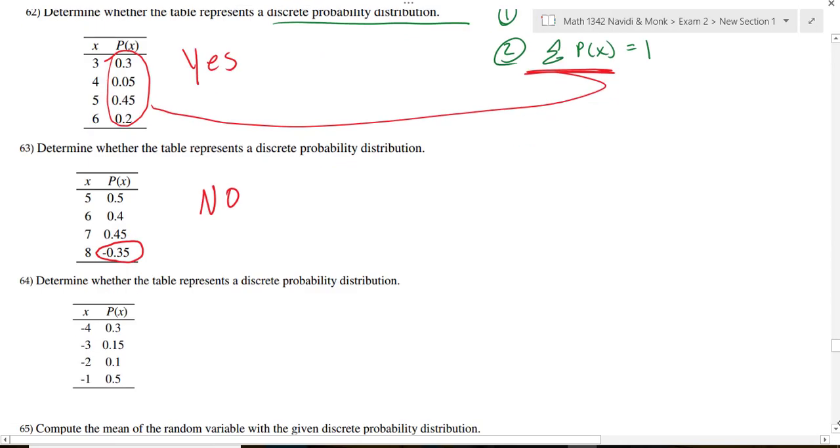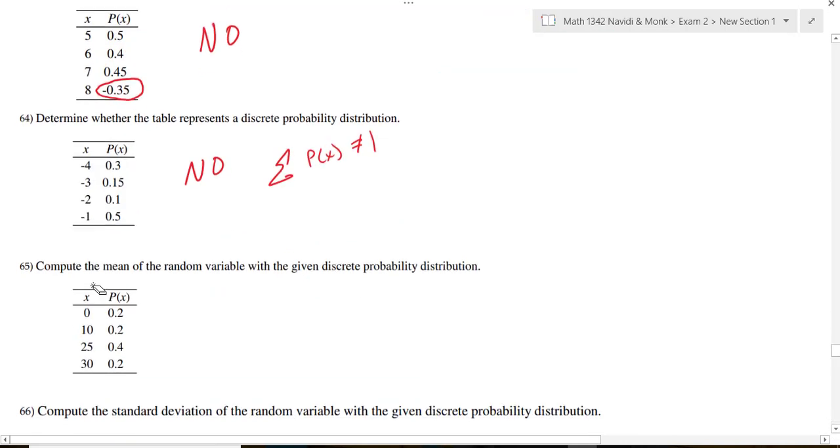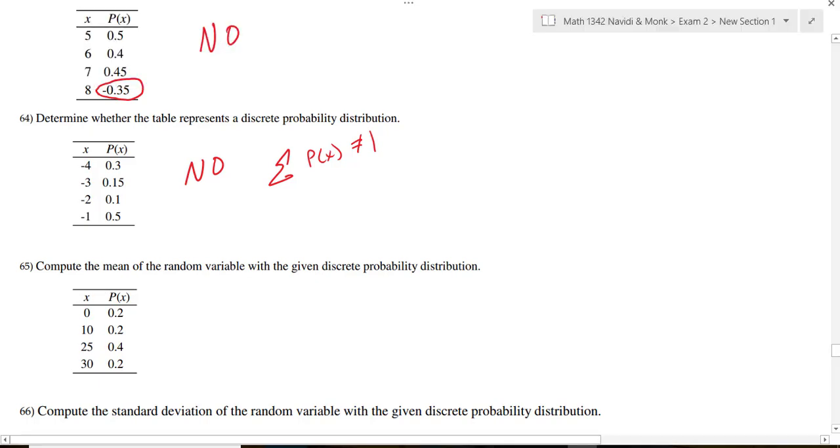What about 64? All of the individual probability values are good, but do they add up to 1? Nope, it's more than 1. The sum of p of x is greater than 1. Number 65. The instructions say to compute the mean of the random variable with the given discrete probability distribution. The formula for the mean is equal to the sum of x times p of x.